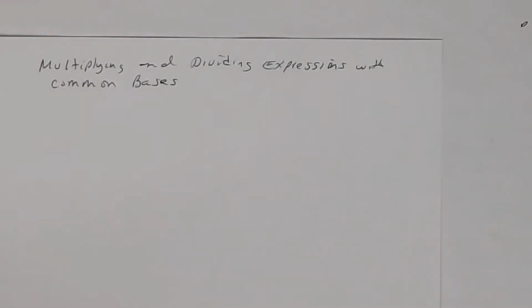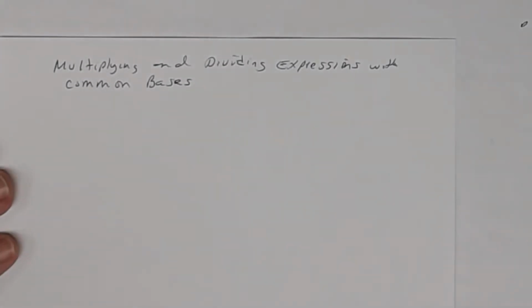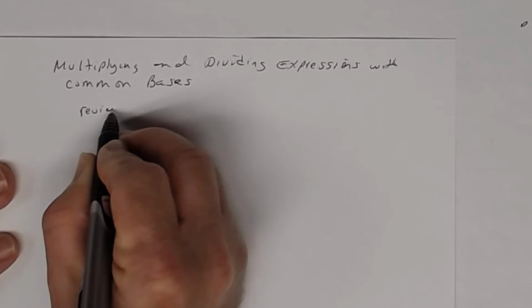Okay, so in this lesson, what we're basically going to look at are some properties. What do I do when I multiply expressions that have the same base? What do I do when I have expressions in which I'm dividing like bases? And so that's what this is going to be about. It's a very simple process. To get started, though, let's review this idea.